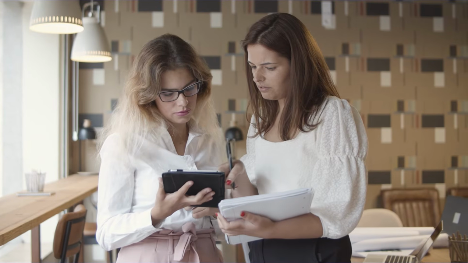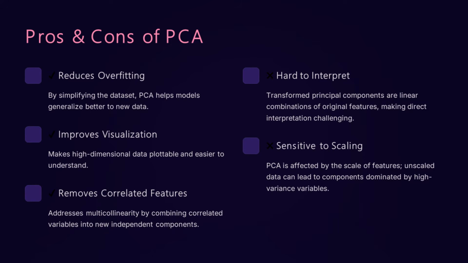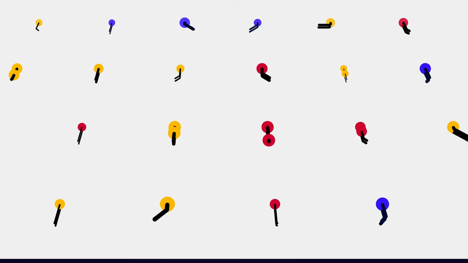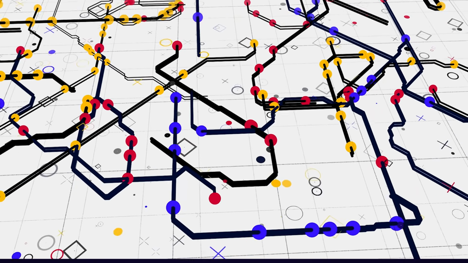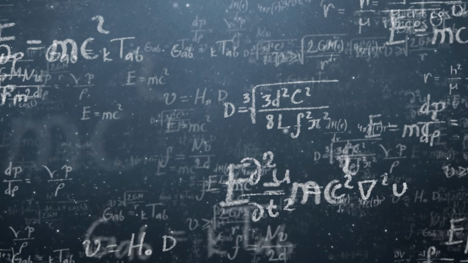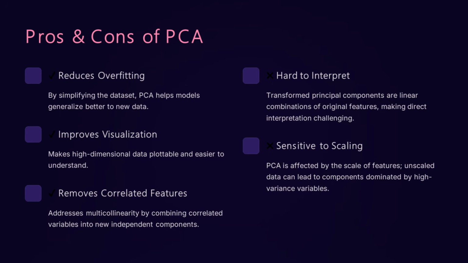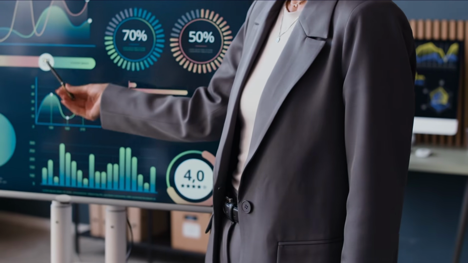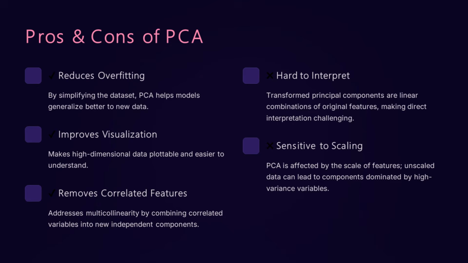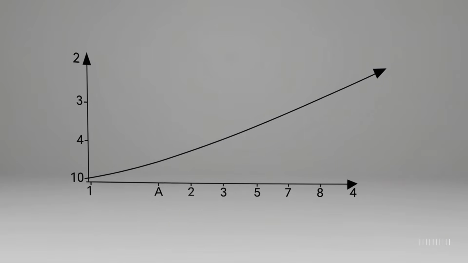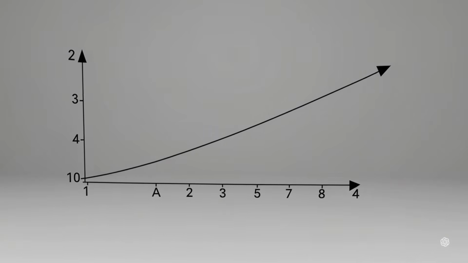Another major benefit is how it handles correlated features. Instead of struggling with redundant variables, PCA combines them into clean, independent components that capture the essential information. But there are trade-offs. The transformed components can be tricky to interpret since they're mathematical combinations of original features. You lose the straightforward meaning of individual variables. PCA is also sensitive to how we scale our data. Without proper normalization, variables with larger ranges can dominate the components even if they're not actually more important.